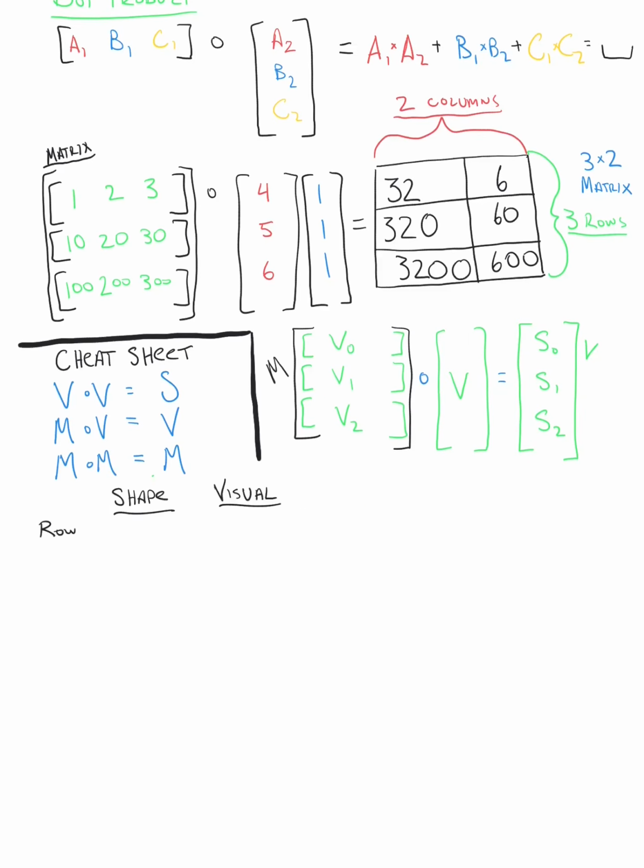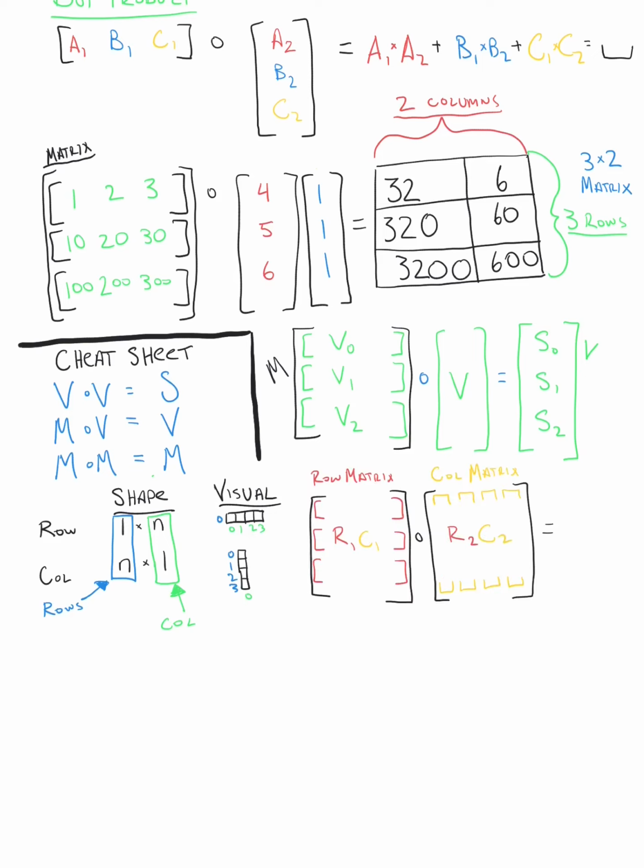A row vector will have shape 1 by n, where n is some value greater than 1, and a column vector will have shape n by 1, where n is still some value greater than 1. Keep in mind that the first number in the shape is referring to how many rows there are, and the second to how many columns there are. With that understanding, in order to compute the dot product of two vectors, the number of columns in the row vector, or row matrix, and the number of rows in the column vector, or column matrix, must be the same.